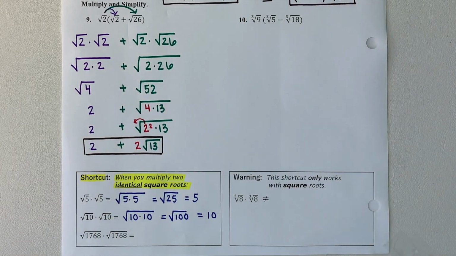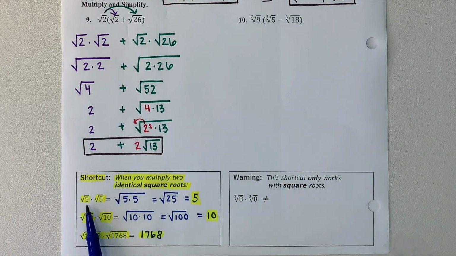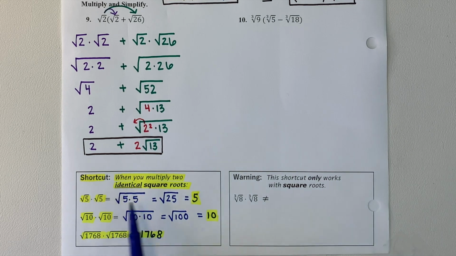Now, do you notice a pattern here? The square root of 5 times the square root of 5 is equal to 5. The square root of 10 times the square root of 10 is equal to 10. So, hopefully you're noticing a pattern here. What do you think the square root of 1,768 times the square root of 1,768 is? That would be 1,768. So the shortcut here is when you multiply two identical square roots, your answer will just be the radicand, which is 5 in this case, or 10 in this case.